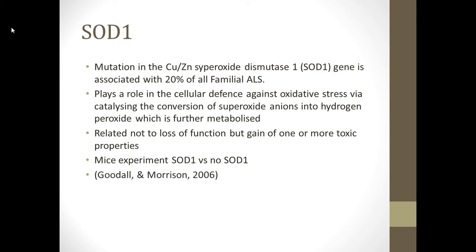There are over 100 mutations of SOD1 genes that have been identified. However, the type of mutation does not correlate with the severity of the disease, and some mutated forms have actually maintained normal function within the body.